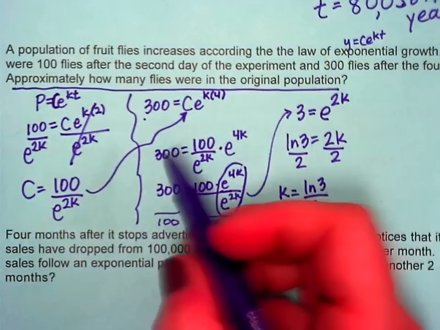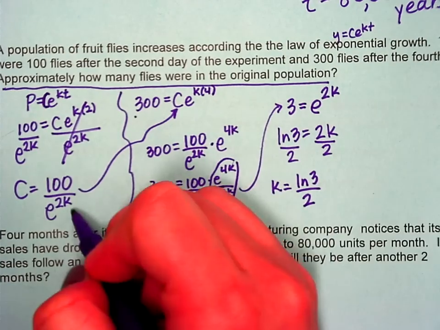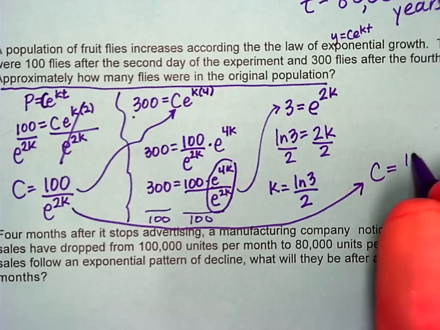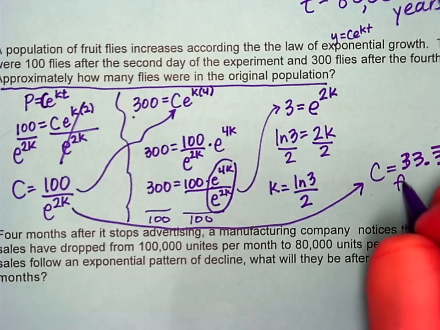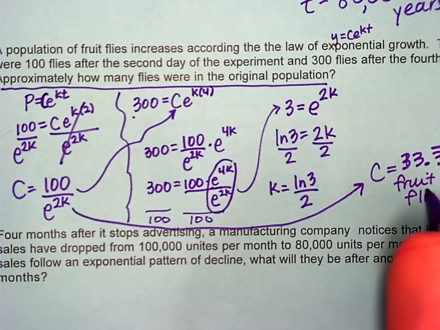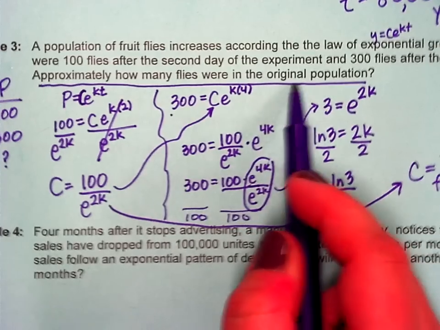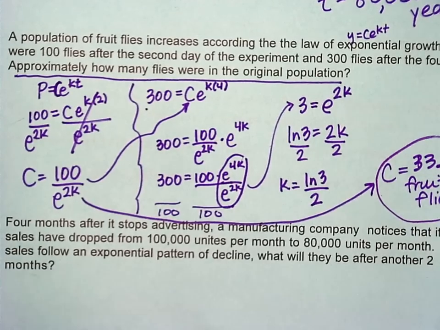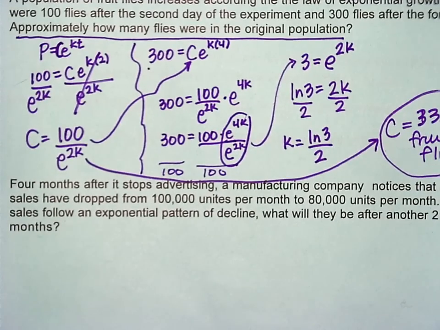So it turns out, after I evaluate this, kind of arrows all over the place, you know how I roll, I would have 33.3 repeating fruit flies as my answer. Because remember, my goal here was to figure out the original population, and that's what that c value represents. Okay, so that's that. Okay, you can try example 4.